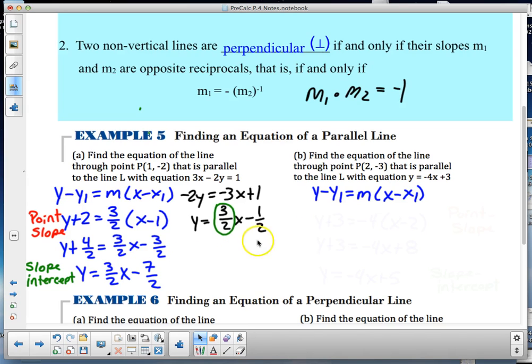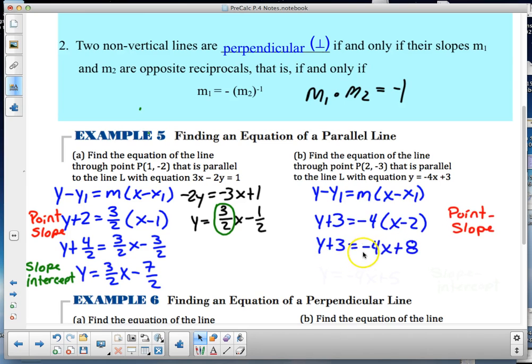Okay, welcome back. Hopefully everything went well. Now, keep in mind on this one, the setup is really nice because I have a point and the slope is right here, -4. So I can just pop everything in point slope form. And again, to put it in slope intercept form, I distribute that -4 across, and I get y plus 3 equals -4x plus 8. Now I'm going to subtract 3, and my final answer is y equals -4x plus 5.